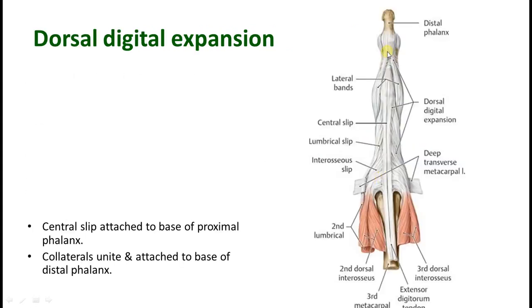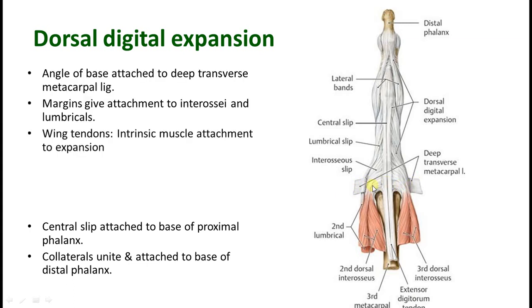Now you are able to see the whole of the dorsal digital expansion. Near the base it also merges with the deep transverse metacarpal ligament. At the angle of the base the deep transverse metacarpal ligament is attached, and the margins give attachment to the interosseous and the lumbrical muscles.